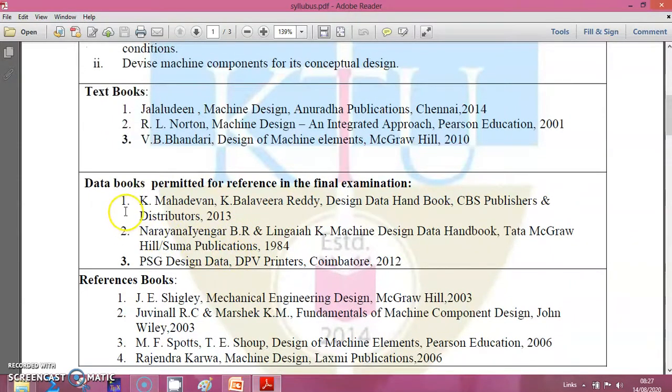Now here we have this Design Data Handbook. You can see 3 books are mentioned here. You have to get this book, Design Data Handbook by K. Mahadevan. So the use of the data book and how to use it we will see as we start solving the problems and during the designing of different machine components. But what is included in the data book? Let us have a glimpse of that.